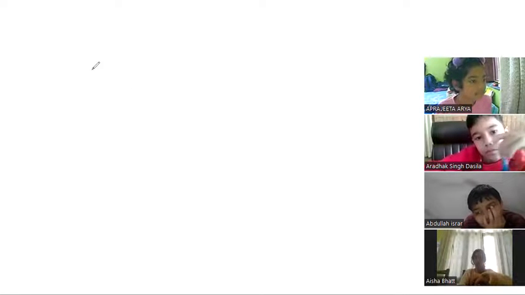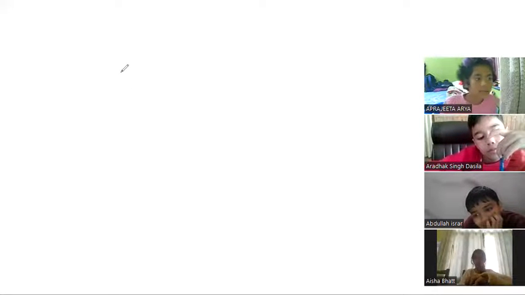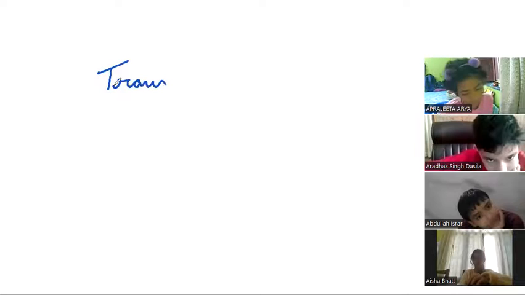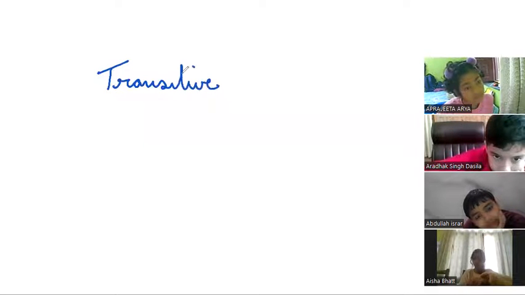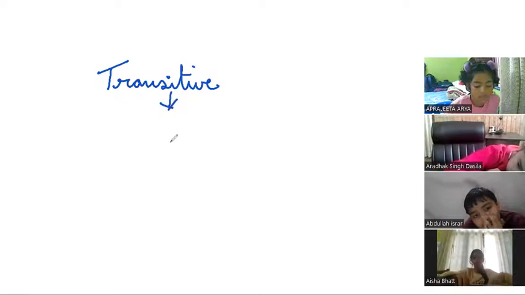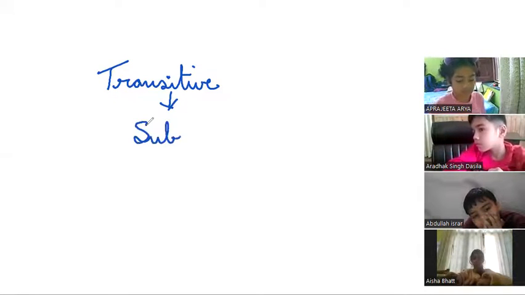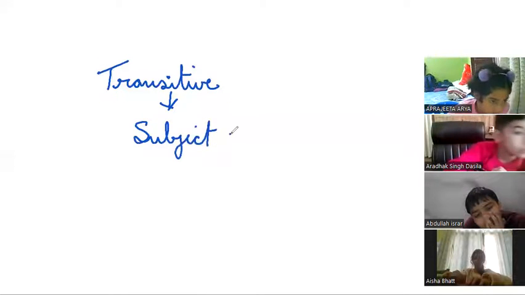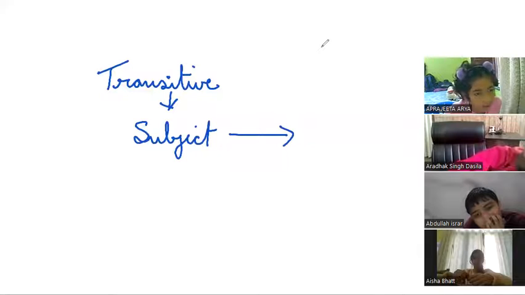Then let me first now get to something very important. There are two different kinds of verbs which we get. One is a transitive verb. Does anyone know the meaning of the word transitive? Transition? What is the meaning of the word transition? To move from one place to another? Yes, transition. So when we talk about transitive, we are actually talking about where the verb moves from the subject to the object.